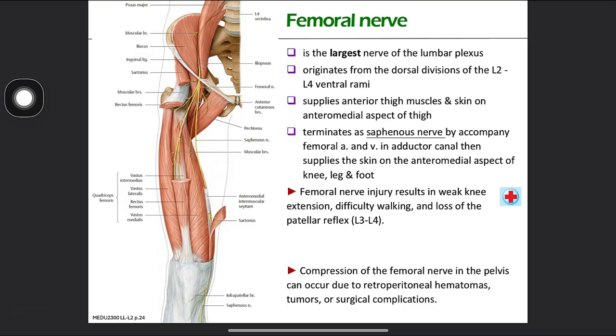The femoral nerve is the big nerve for the anterior thigh. It is the largest nerve of the lumbar plexus. It mainly comes from L2, L3, and L4. It supplies the anterior thigh muscles and the skin on the anterior medial thigh. It continues as the saphenous nerve here, okay? Traveling with the femoral artery and vein in the adductor canal, then it will supply the skin on the anterior medial knee.